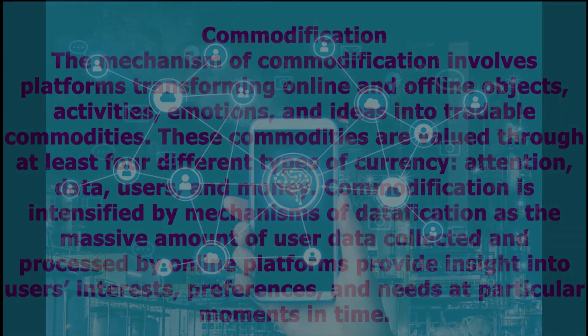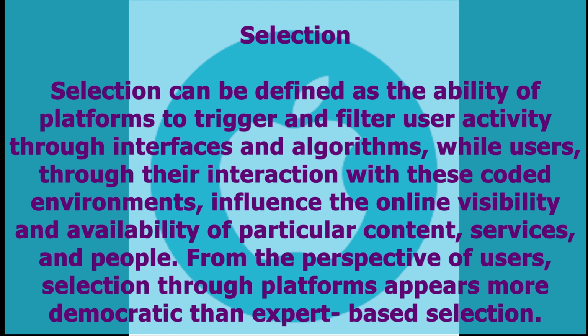And lastly is selection. Selection can be defined as the ability of platforms to trigger and filter user activity through interfaces and algorithms, while users, through their own interaction with these coded environments, influence the online visibility and availability of particular content, services, and people.